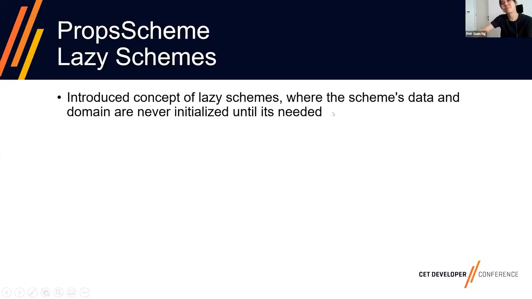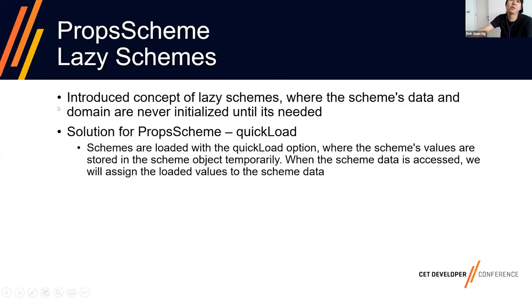Basically, we don't initialize the data until the data is accessed. So for prop scheme, we introduce a quick load. Whenever you load a scheme, you can see that there's a quick load. By default, quick load equals true. So the scheme values are stored in the object temporarily if you have quick load equals true. And then when the data is accessed, only then do we assign the loader's values to the scheme data to allow it to build the UI factory and domains.